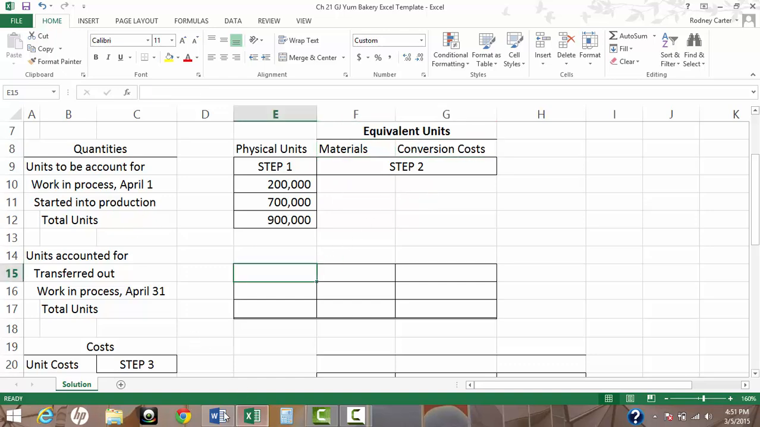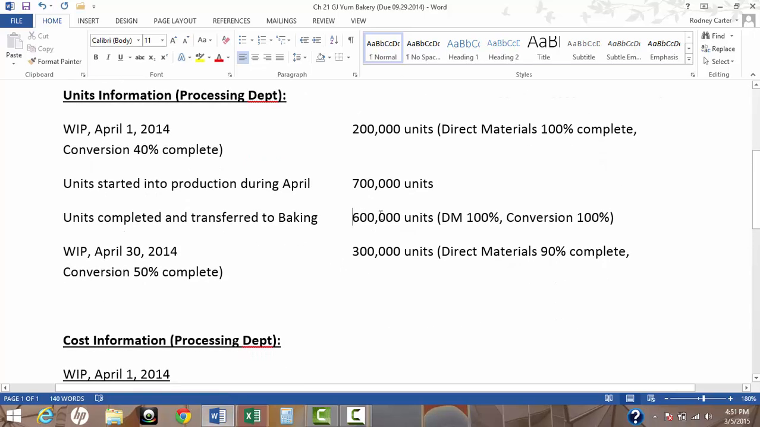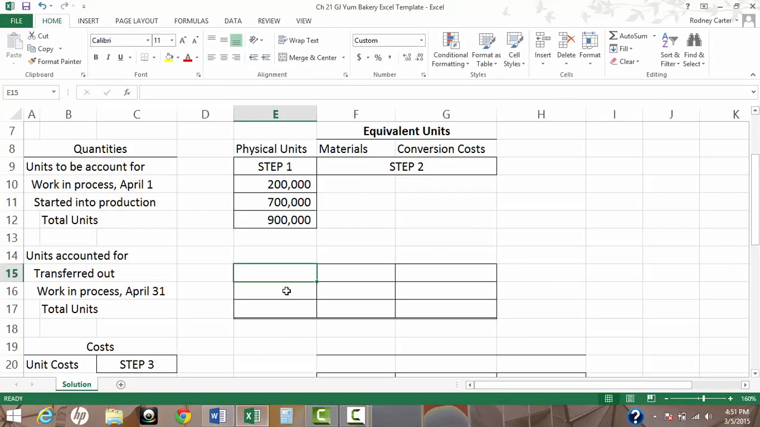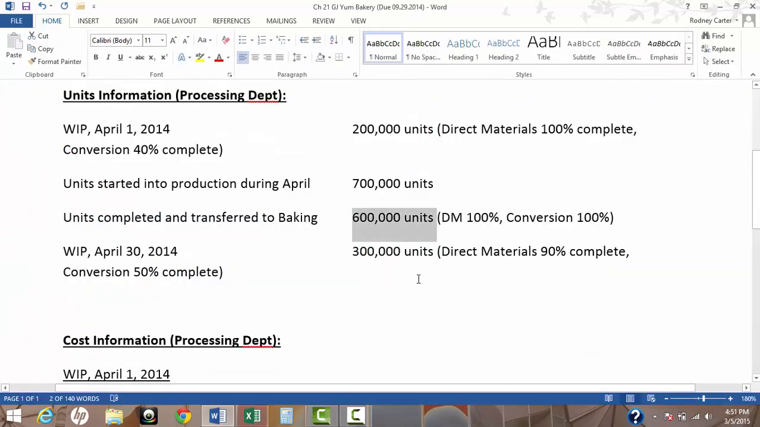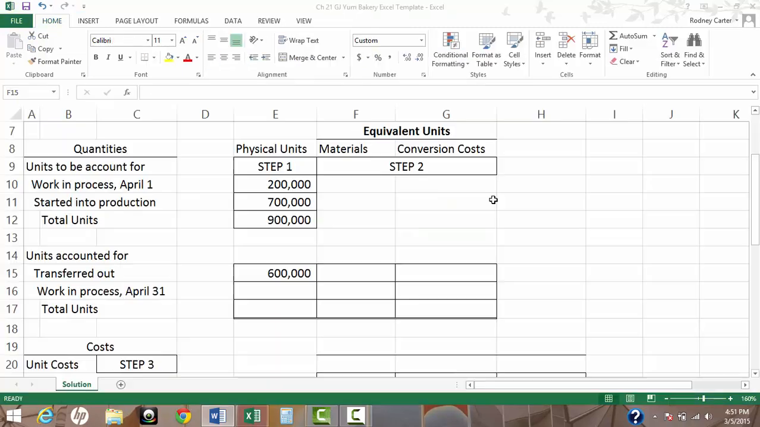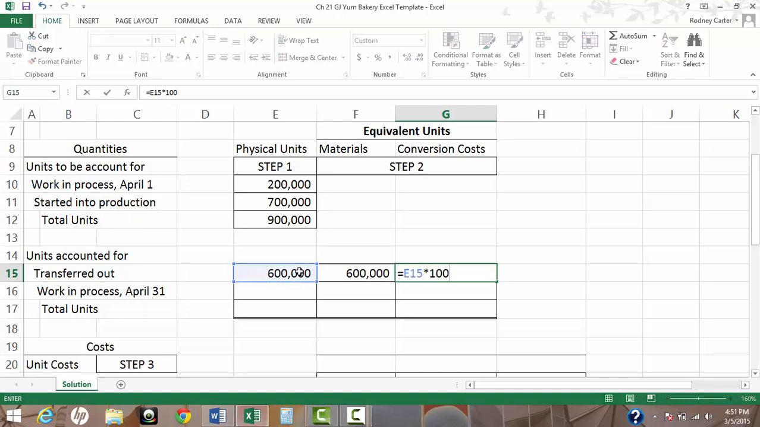Now, how many units were transferred out? We had 600,000 units that were transferred out. So 600,000 units were transferred out. And if you'll remember, I made a note. These are 100% complete pertaining to direct materials and conversion. So I can take this times 100%, and I can take this times 100% for illustrative purposes.